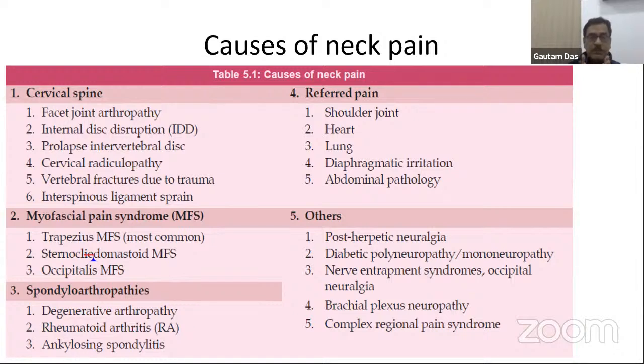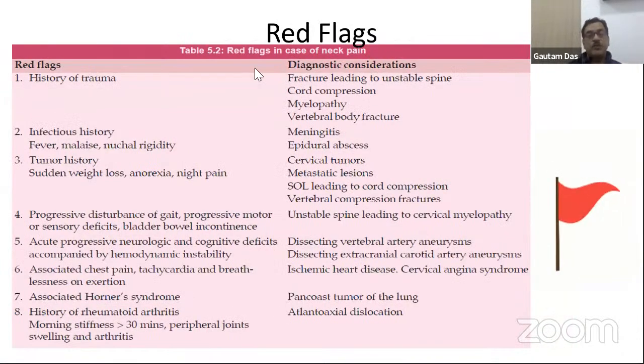So the thoracic pathologies and the abdominal pathologies, the patient might feel pain in the neck and the shoulder. The shoulder joint itself, the heart, the lung, that means the thoracic viscera, and the abdominal viscera and the diaphragm itself can cause referred pain. These are the extrinsic causes. And the intrinsic causes are the cervical spine itself and the myofascial pain. So we have to keep these different causes in our mind.